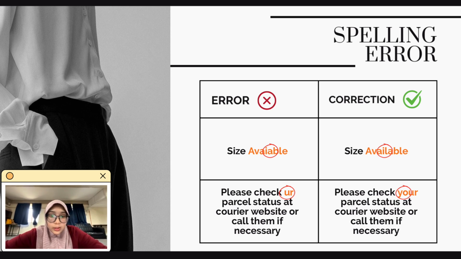Moving on to the second category, which is the spelling error. For example, in the sentence "size available," the word "available" is spelled incorrectly since the letter L is omitted. So it can be said that this is an omission error.